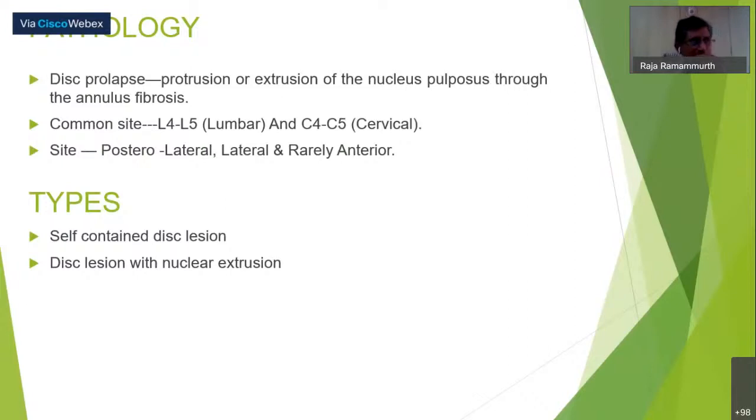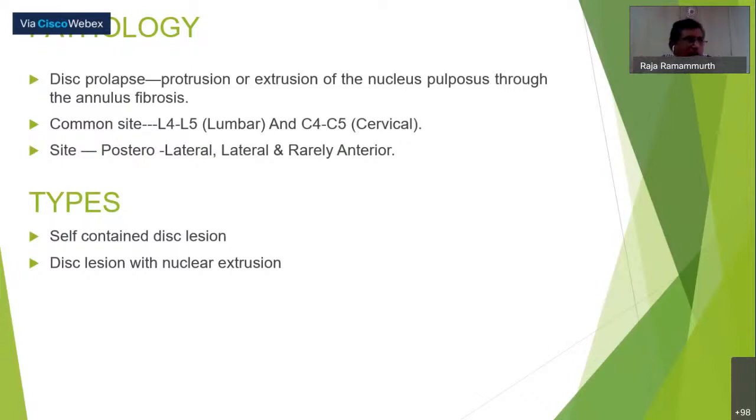Whenever there is mobility, whenever there is maximum movement, there are chances of wear and tear. In that sense, L4, L5 in the lumbar region and C4, C5 in the cervical region, plus or minus one vertebra, have much of the movement, which induces wear and tear, which in turn leads to disc prolapse. In this way the patient suffers with disc prolapse.